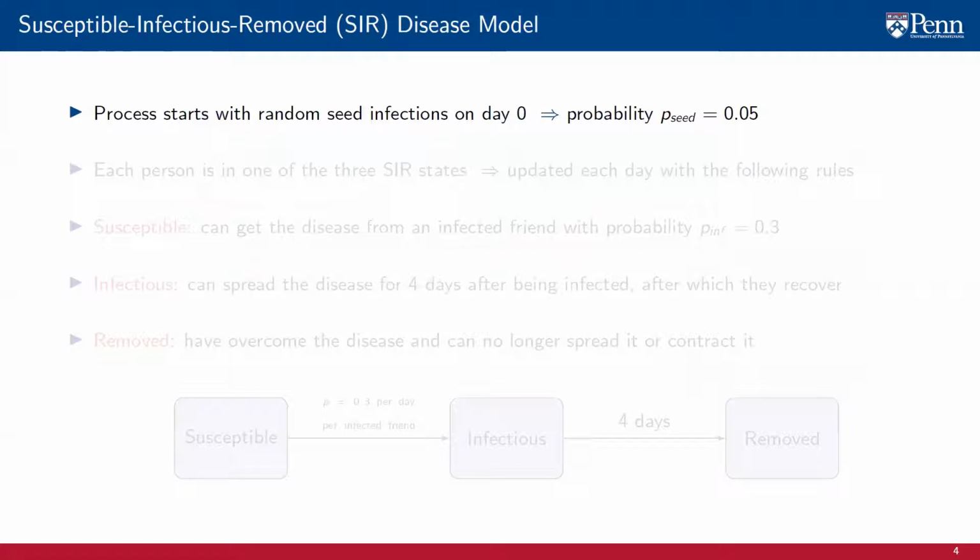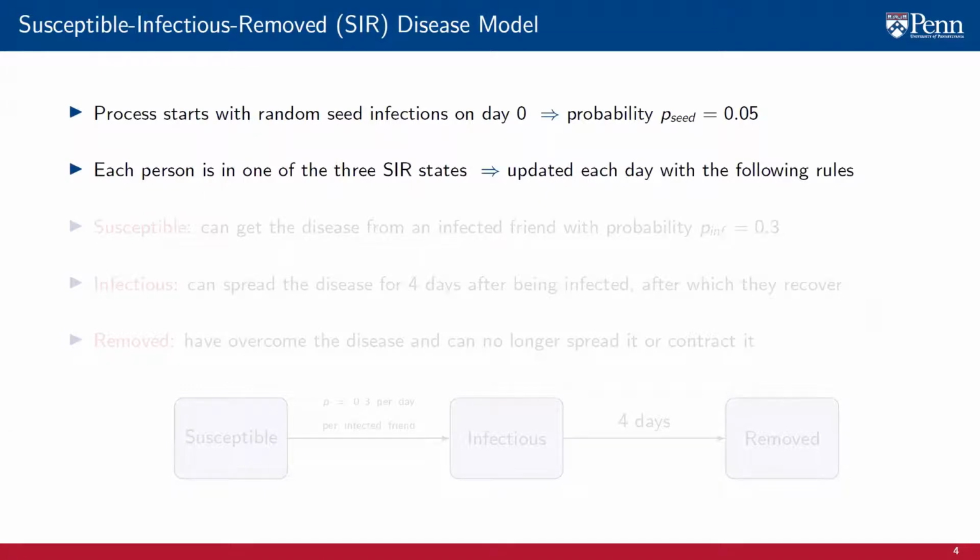To model the spread of the disease, we use the SIR model. At time 0, we randomize who has the disease. Each student may have it with probability 5%. That is, roughly 1 in 20 students will have the disease at day 0.